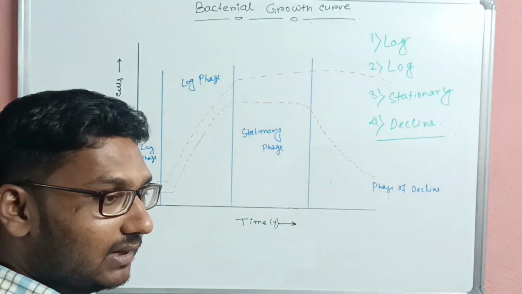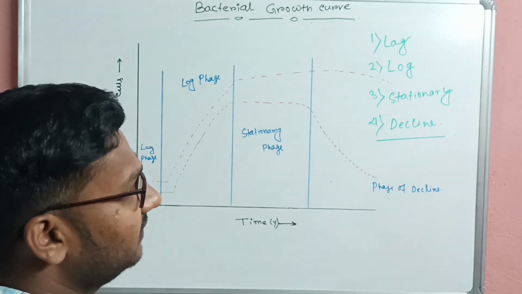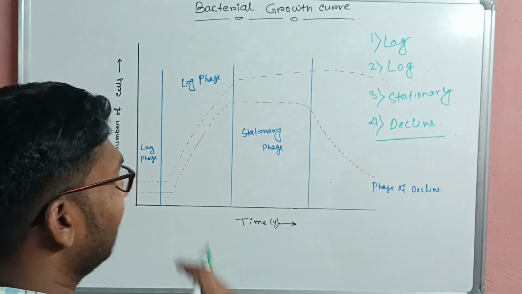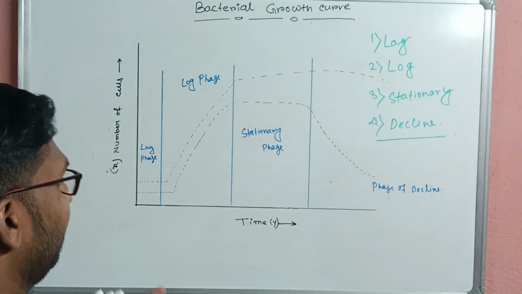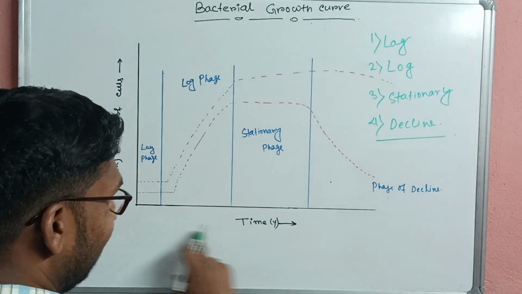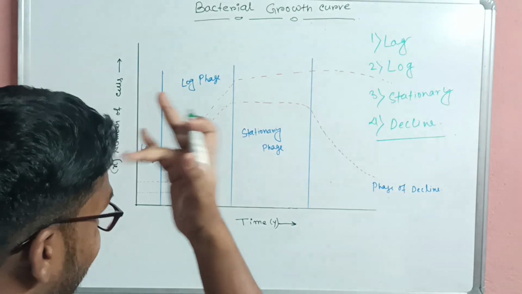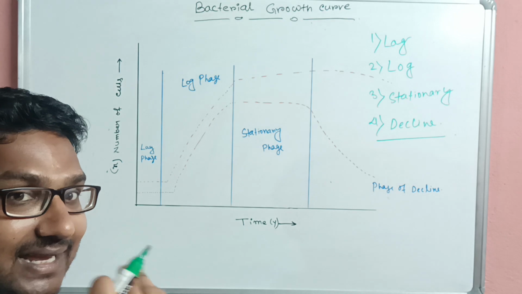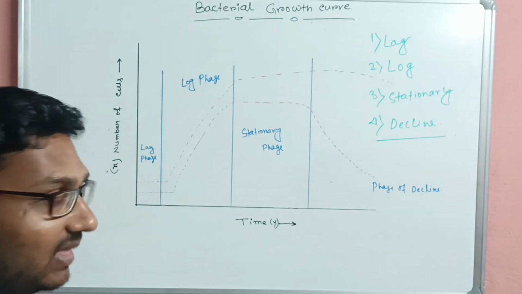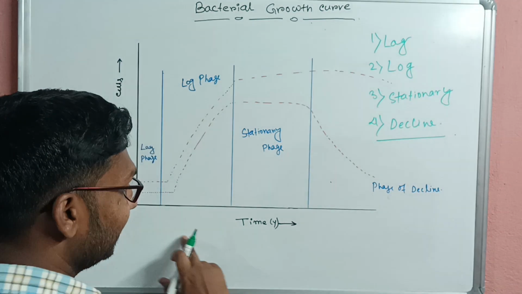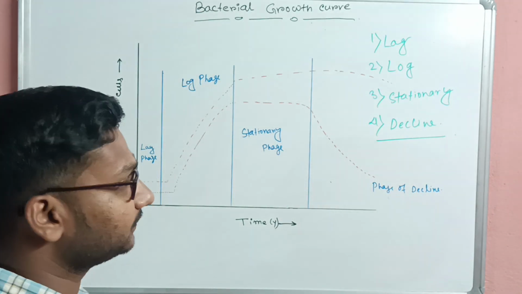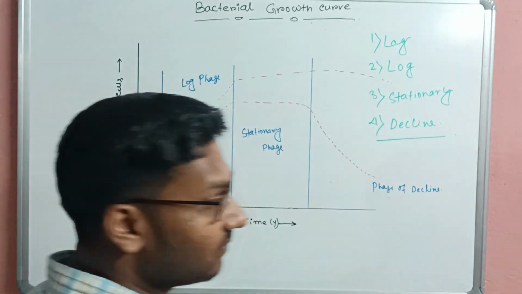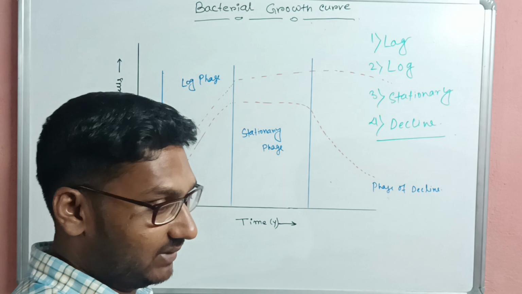So all the steps we present graphically as per time duration. Here we see the number of cells, how much the cells increase, and on the other axis, time. Now we come to the lag phase.